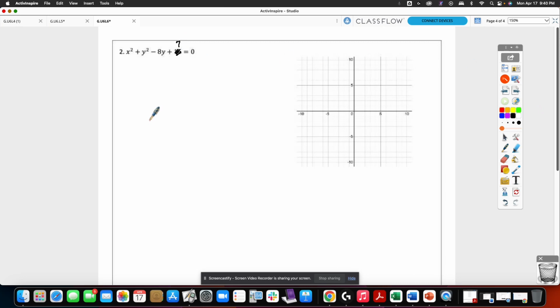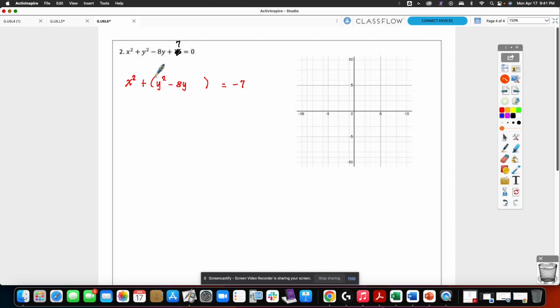Okay, let's go. So first step is to move the constant to the other side. So the plus 7, when you move to the other side, becomes minus 7. Okay, that's step 1. Now we group the x's together. However, the only x that you see here is x squared, nothing else, right? So let's just write down x squared. And then for the y, we group the y's together. So now you have plus y squared minus 8y. Okay, leaving a space for the third term.